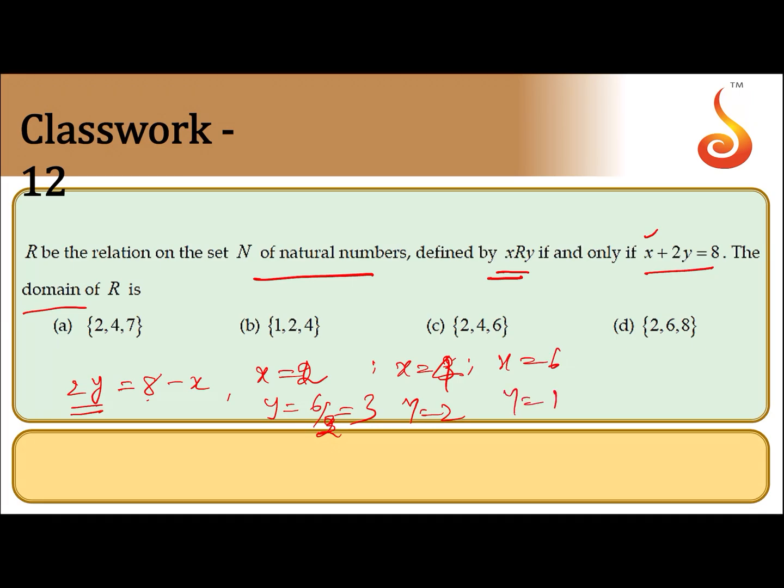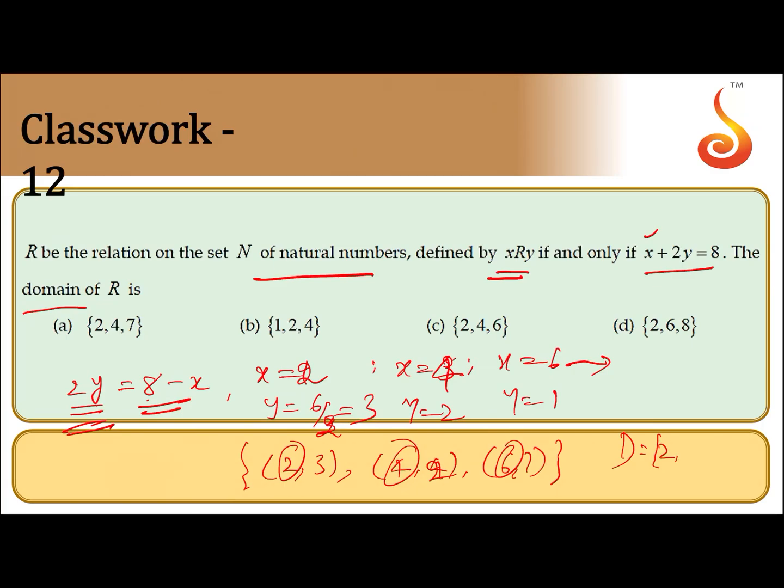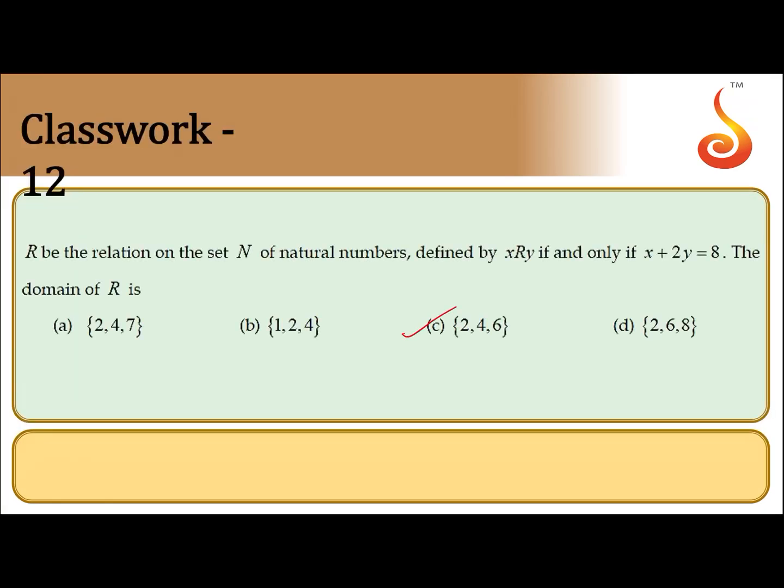After 6, that is 7 and 8, you cannot substitute because y is a natural number, and therefore you cannot take up the value of x greater than 6. So the pairs you are getting: 2 comma 3 is one ordered pair, 4 comma 2 is another ordered pair, 6 comma 1 is another ordered pair. The domain is nothing but the first coordinates. So the domain of the relation is 2, 4, 6. The answer is 2, 4, 6, which is option C.